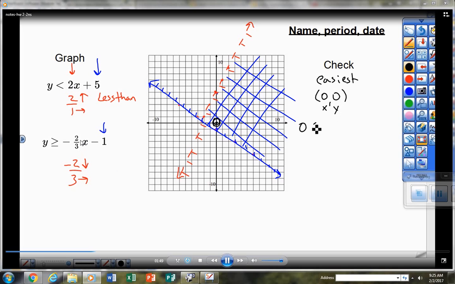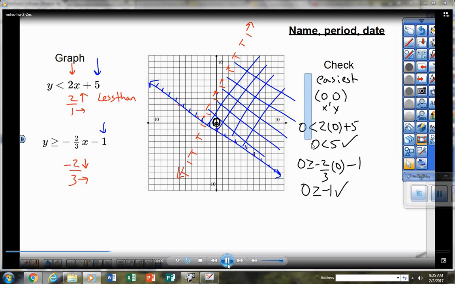Plugging in 0 times -2/3 will just give that 0. So here you go. Where y is 0, I plug in 0. Where x is 0, I plug in 0. That 2 and that 5 are still there, part of the original inequality. The second one, 0 for y, 0 for x. Know that that -2/3 times 0 just goes away, cancels into 0. So all that's left is -1. And then both those statements are true. 0 is less than 5 and 0 is greater than -1.